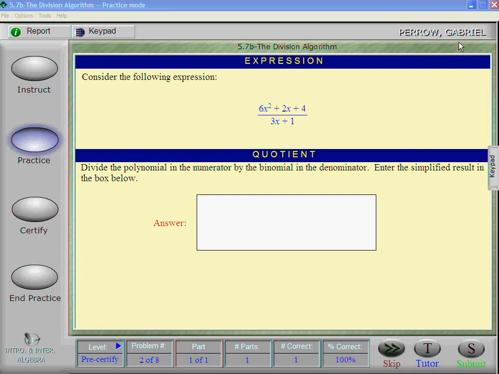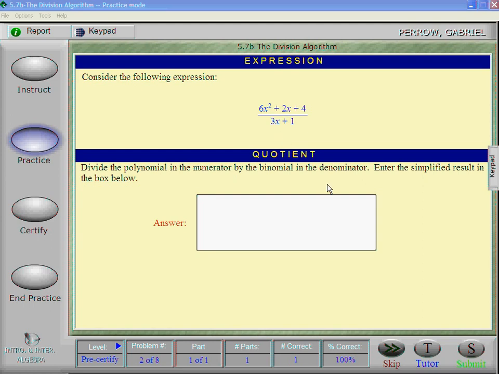Okay, we've got another example. We got 6x squared plus 2x plus 4 divided by 3x plus 1. So when you approach this type of example, if you're on a test or whatever and you say, okay, what type of problem is this? You look on the bottom and you see that there's two terms, two pieces separated by addition or subtraction. So I'm thinking, okay, I got to do a long division on this type of problem.